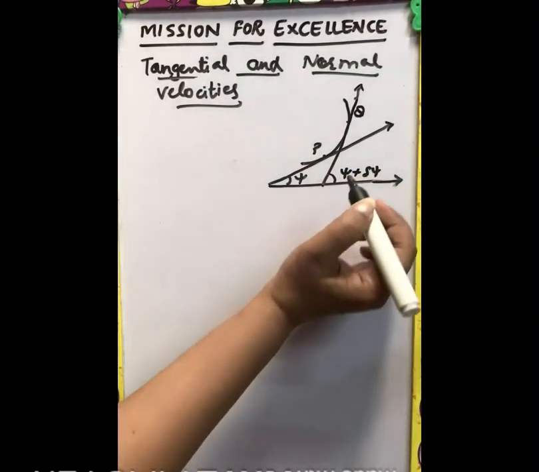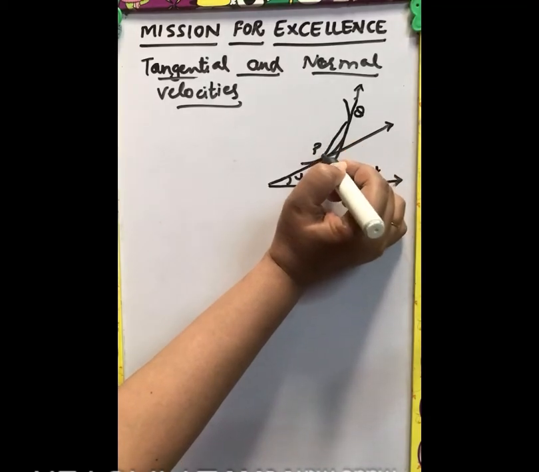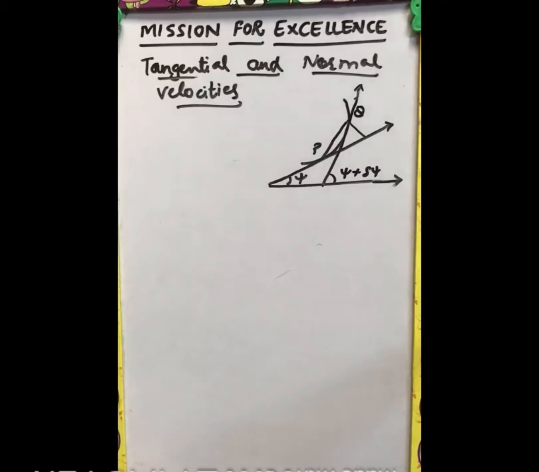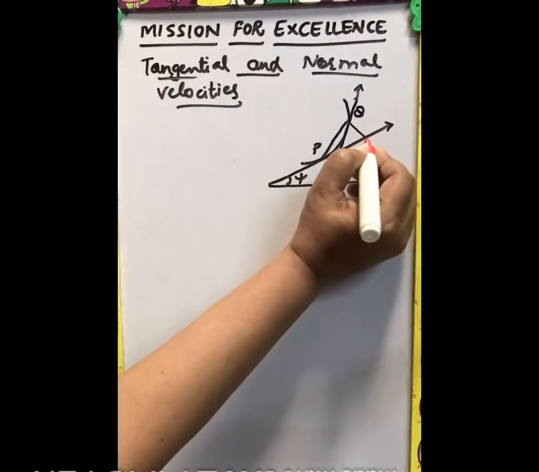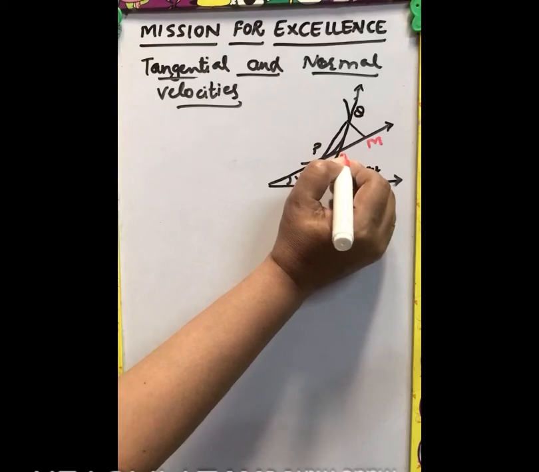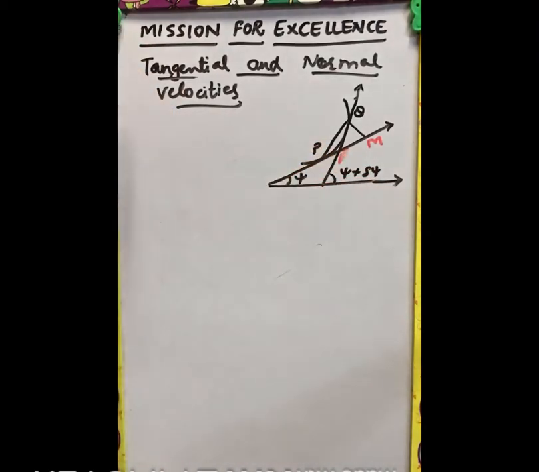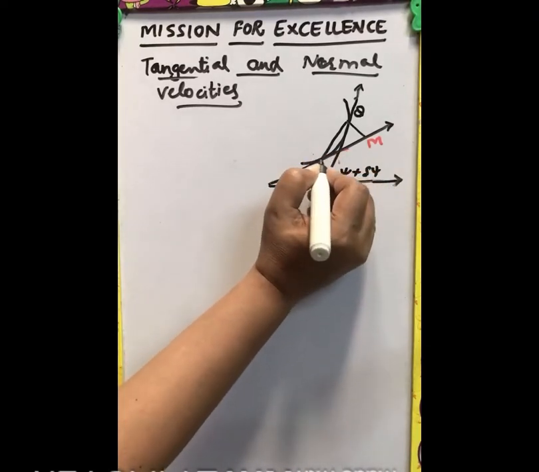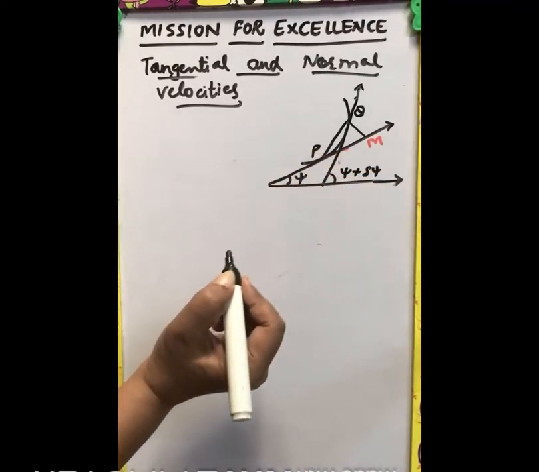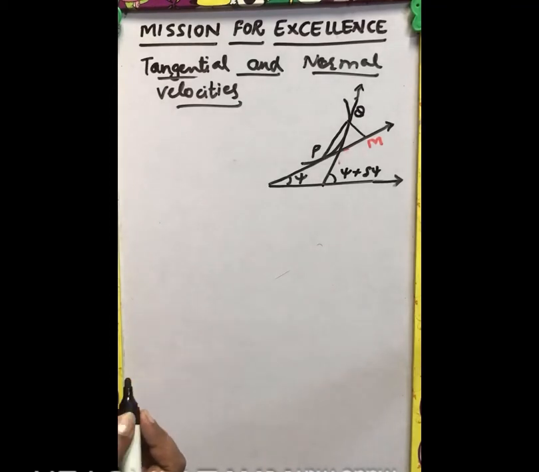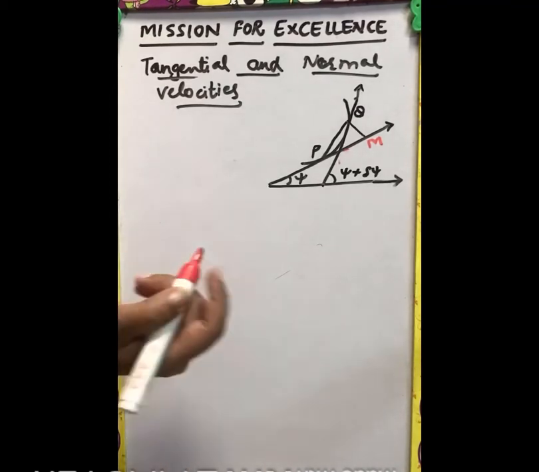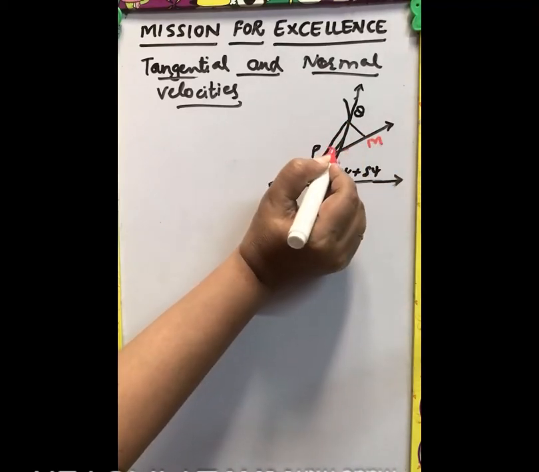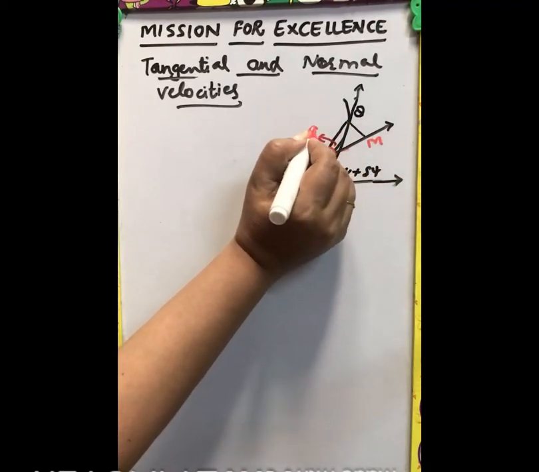Now we join PQ, and let us take a perpendicular here and name it M. This is point P. And suppose the angle between PQ and PM is, let us suppose, theta.